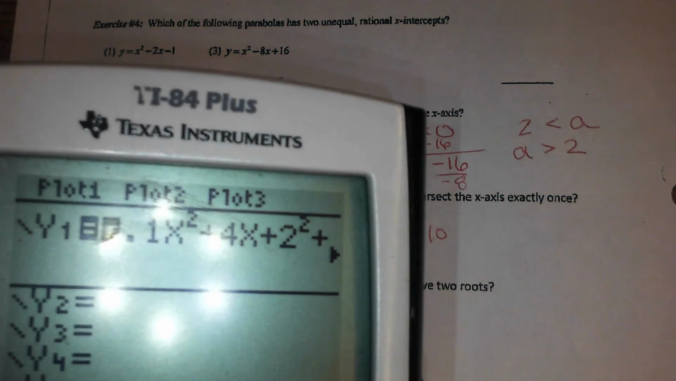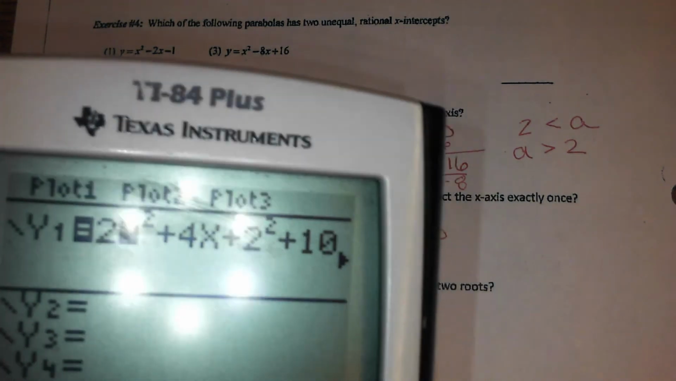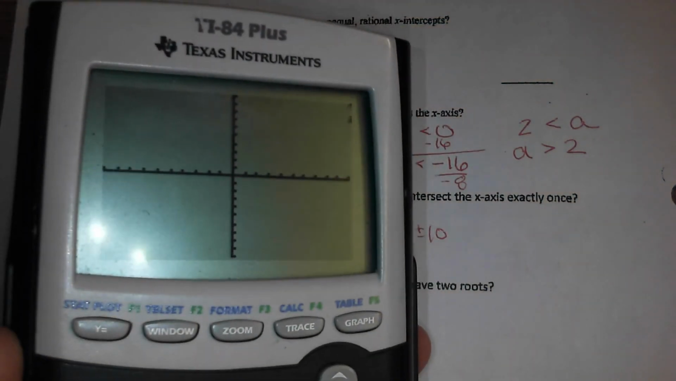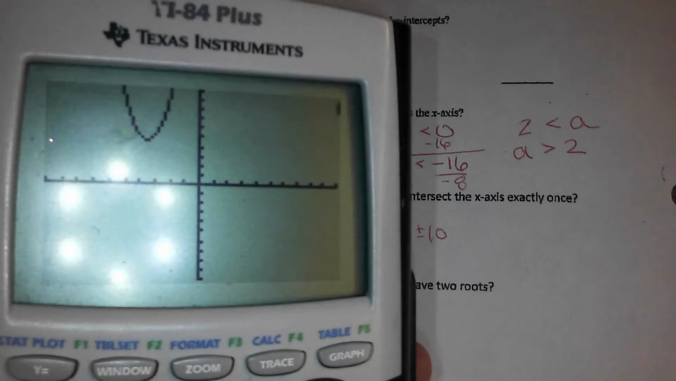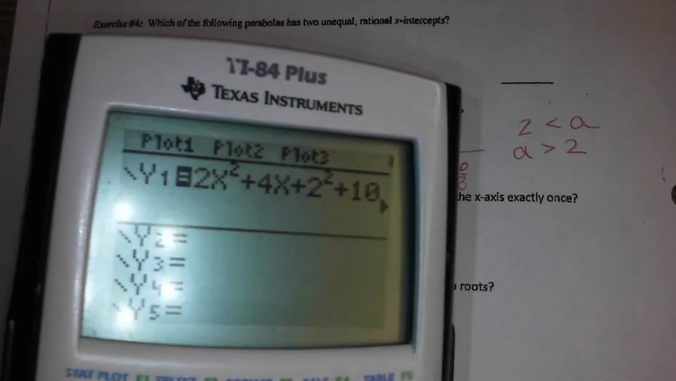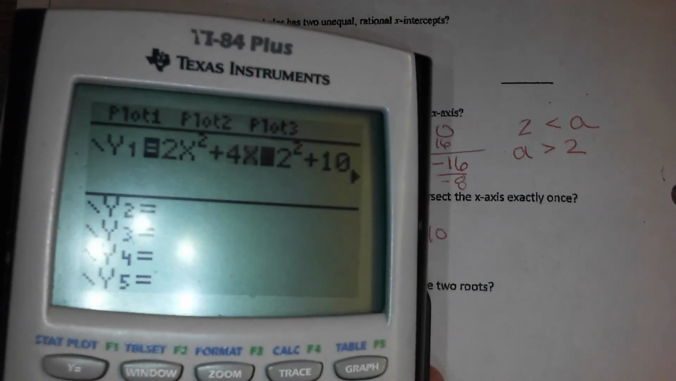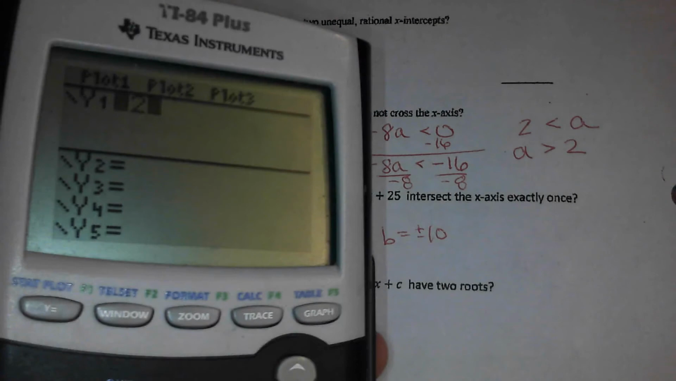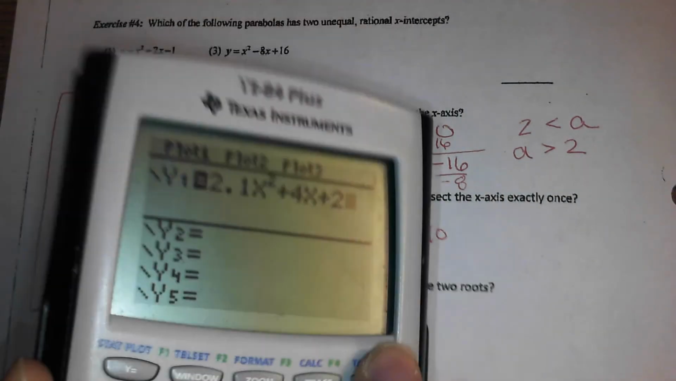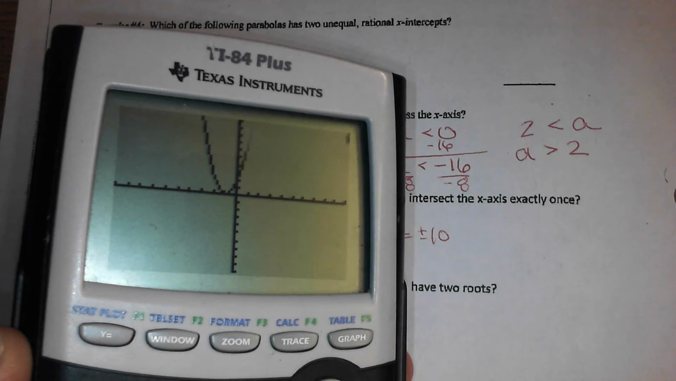Versus if I make it exactly 2, what? I have something wrong here. I knew that was not right. Oh boy, I got a whole bunch more in there than I wanted. 2.1 x squared plus 4x plus 2. That's more what I was expecting.